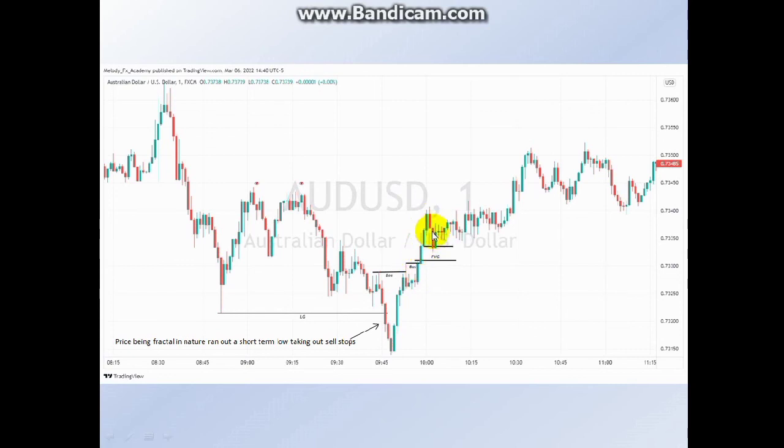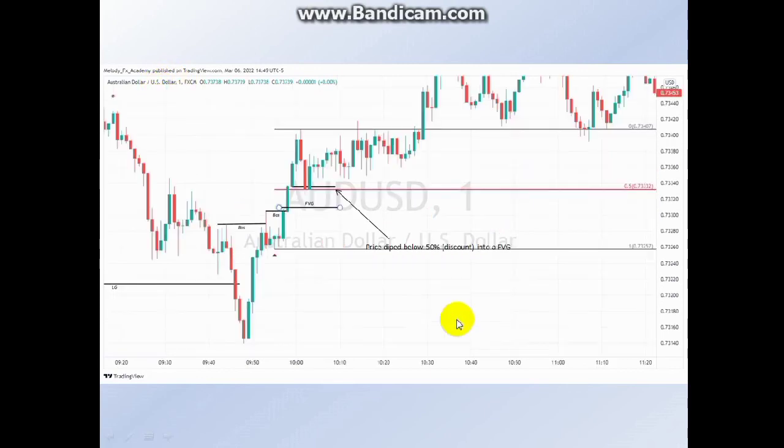Price trades into it right here, giving us an entry. Okay, our stop loss will be below this short-term low, and we can aim for these equal highs and this old high right here. Okay, so this will be our first take profit, and this will be our second TP. Okay, so let's see what we got now.